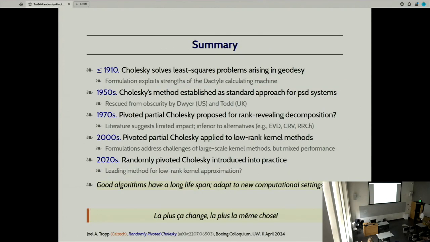All right, so let me summarize. Cholesky developed his method to solve least squares problems arising in geodesy, and his goal was really to exploit the strengths of the computer that he was using, this Ductile calculating machine. It became the standard method for solving positive semi-definite systems, and later people realized that you could use Cholesky's method to produce low-rank approximations of matrices, but this doesn't seem to have been widely known. In fact, it really only appears in one of the linear algebra textbooks that I could find. I think because there are other methods that are better.